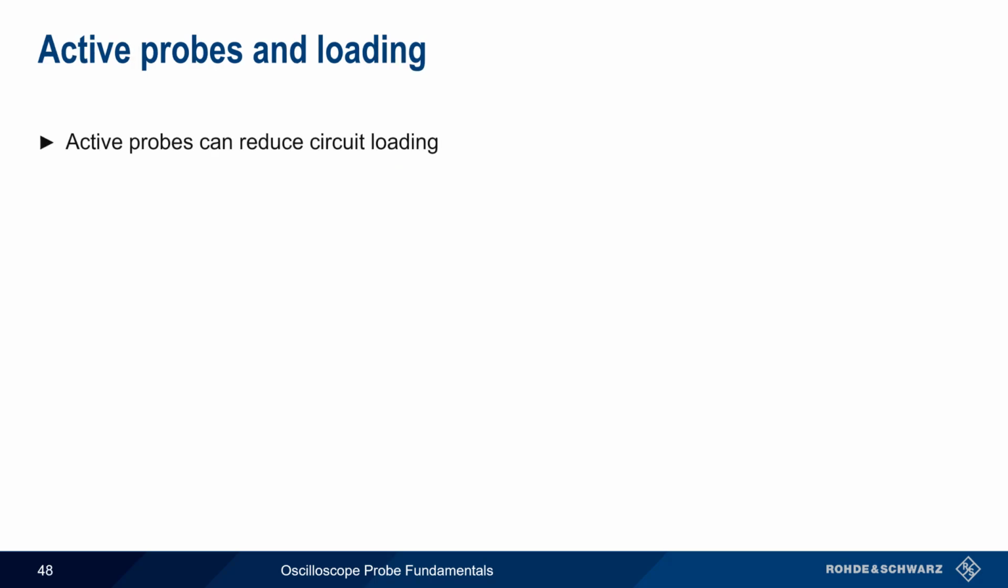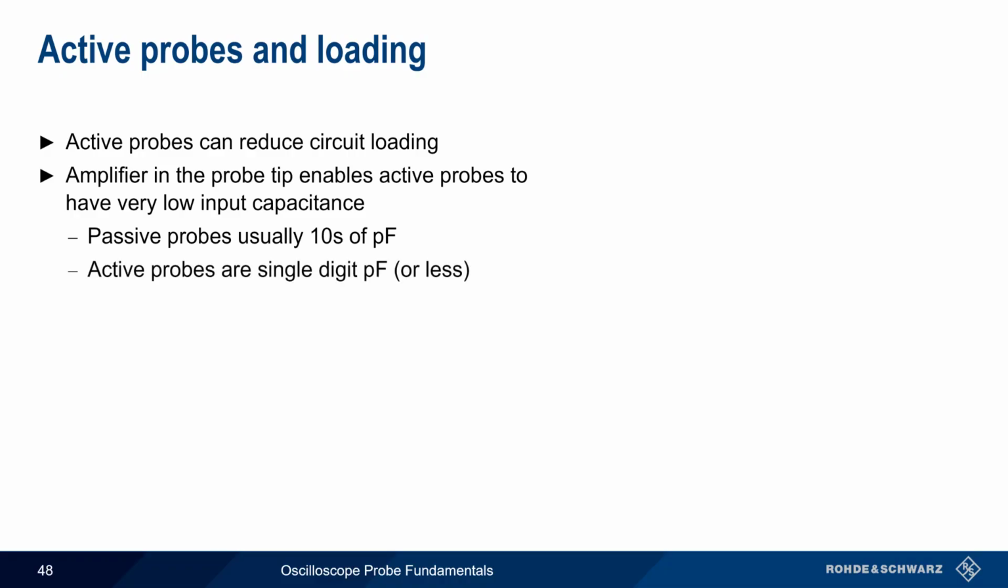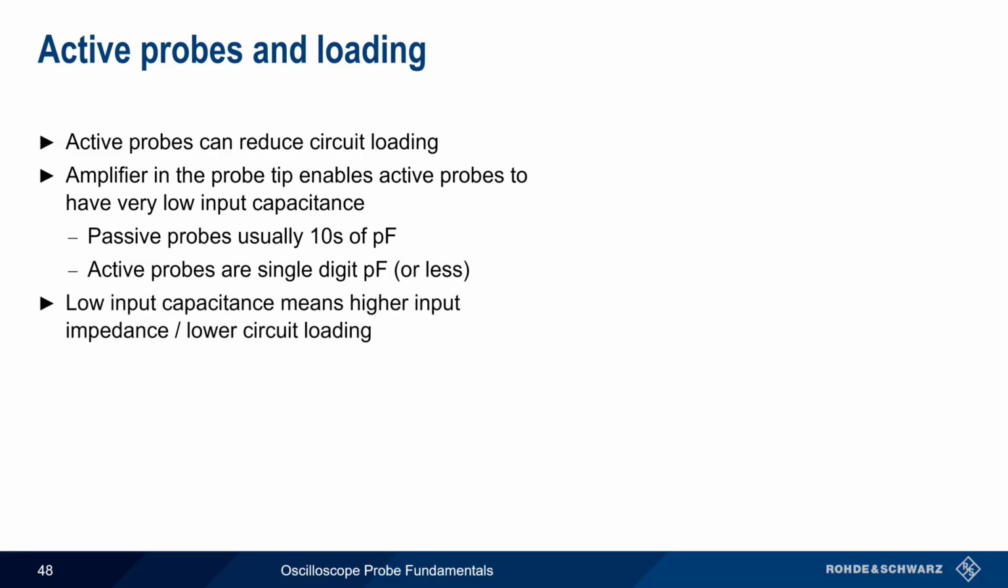Recall that one of the advantages of active probes is they can reduce circuit loading, because the amplifier in the tip of an active probe enables active probes to have very low input capacitance. Traditional passive probes have input capacitances in the range of tens of picofarads, while the capacitance in active probes is commonly single-digit picofarads or less. This lower input capacitance means the probe has a higher input impedance, and therefore lower circuit loading.